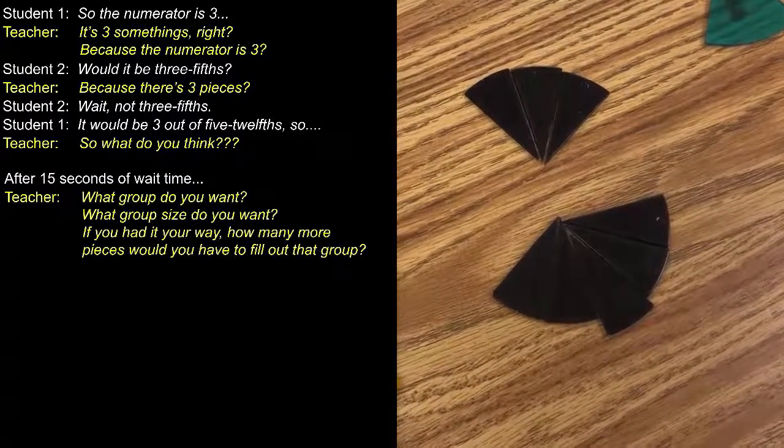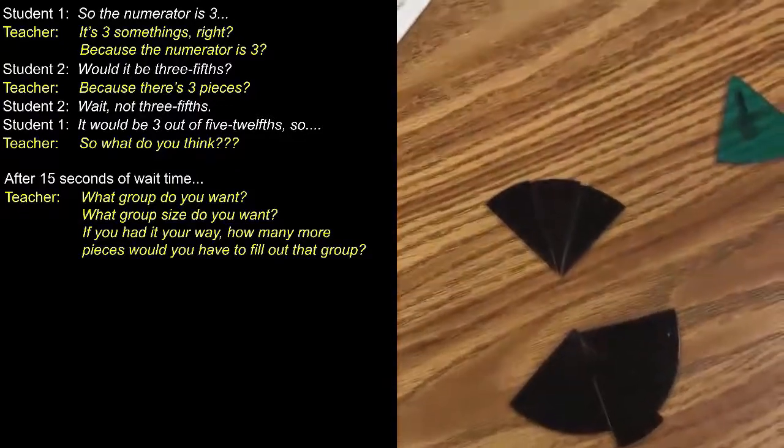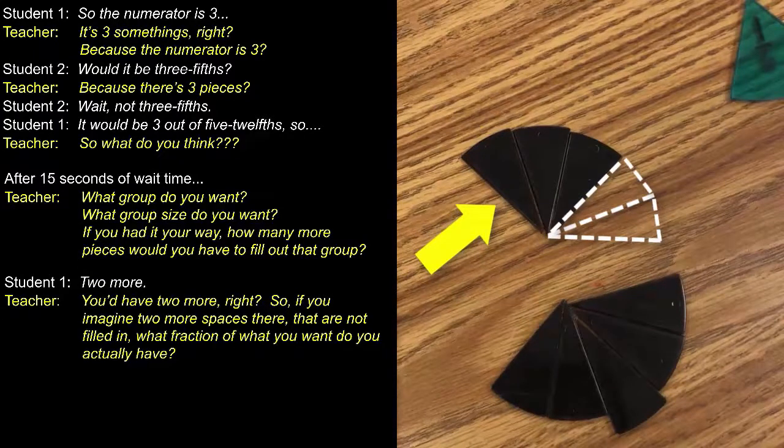What group do you want? What group size do you want? If you had it your way, how many more pieces would you have to fill out that group? 2 more. You'd have 2 more, right? So if you imagine 2 more spaces there that are not filled in, what fraction of what you want do you actually have? 3/5, right? So I think you should be confident in that quotient.